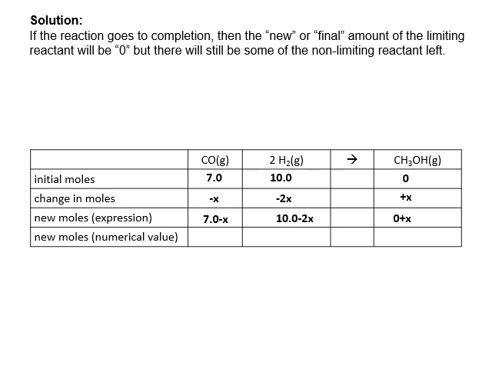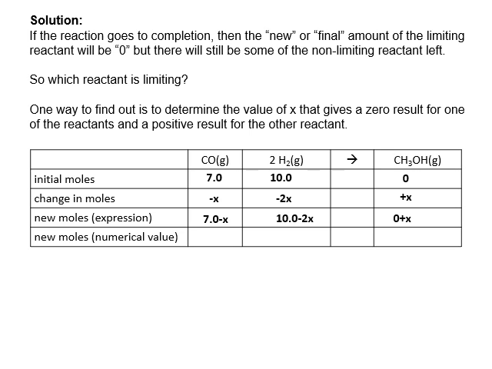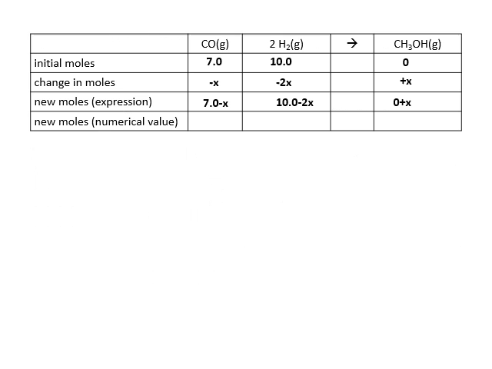If the reaction goes to completion, then the new or final amount of the limiting reactant will be 0, but there will still be some of the non-limiting reactant left. So how do we tell which reactant is limiting? One way to find out is to determine the value of X that gives a 0 result for one of the reactants and a positive result for the other reactant. There are 2 possibilities for X that would give 0 final moles. Let's look at those 2 possible solutions.